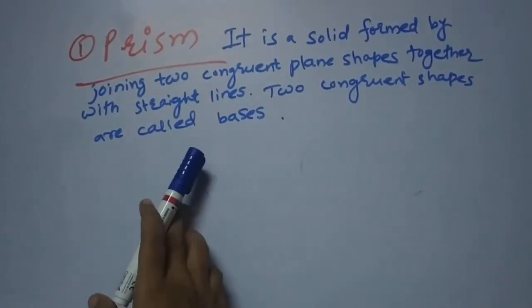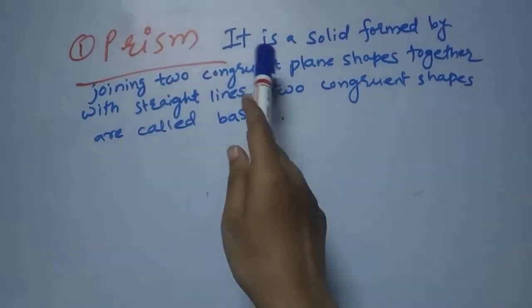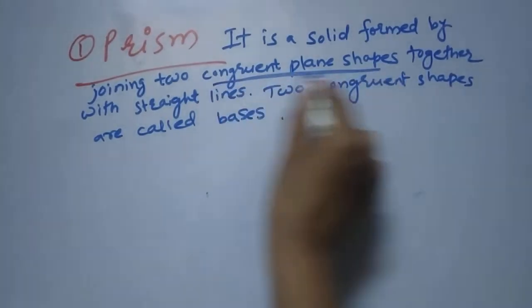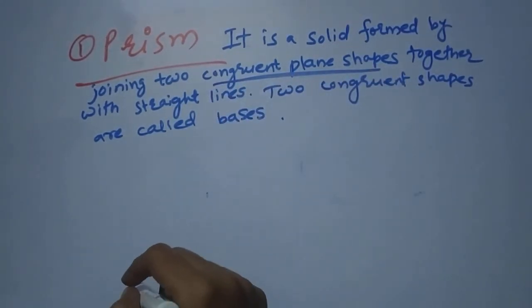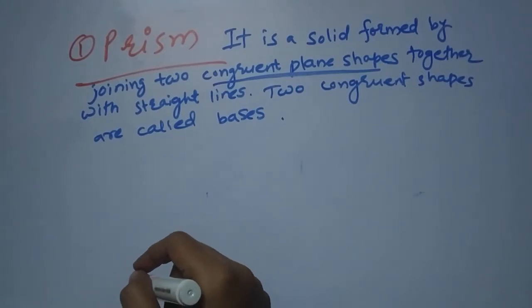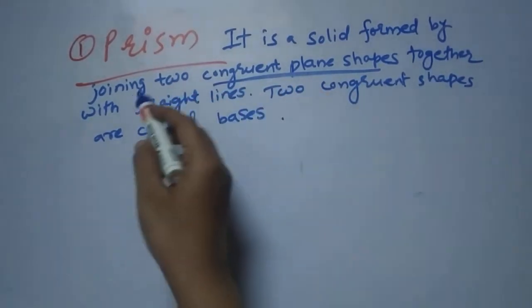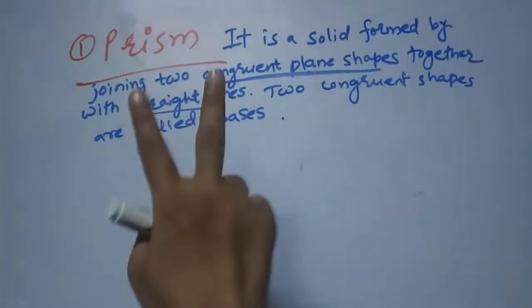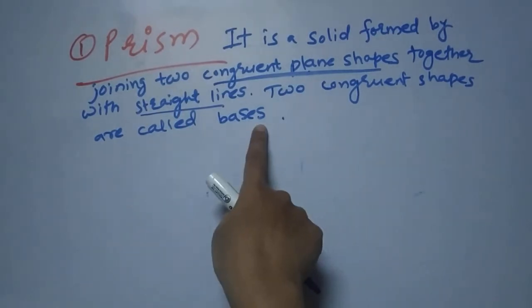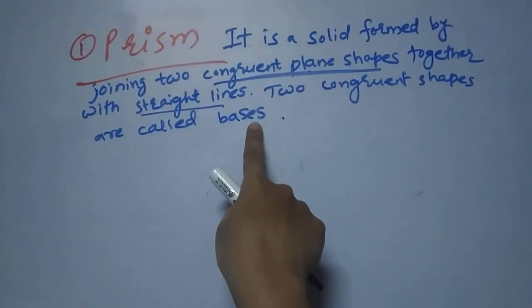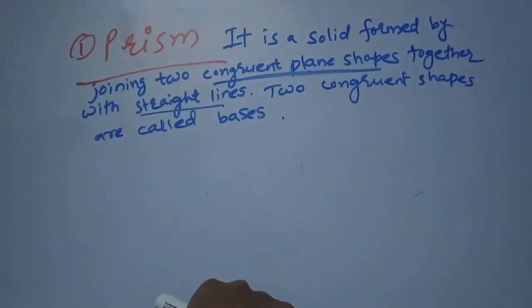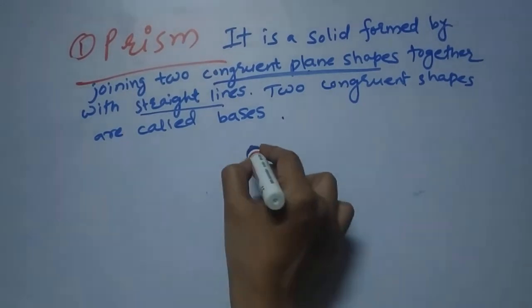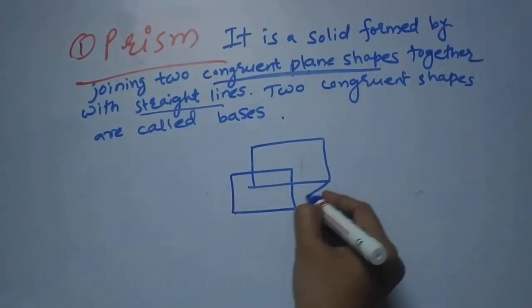So here is the first prism. What do we call a prism? A prism is a solid formed by joining two congruent plane shapes. The plane shapes can be rectangle, square, triangle or pentagon. It can be any plane shape, and we join those plane shapes with straight lines. And remember, the plane shapes, which are two in number here, we call bases. Based on the name of this base, we will name that prism. And the bases are parallel. For example, suppose I have a rectangle here and another rectangle here, and I join them.